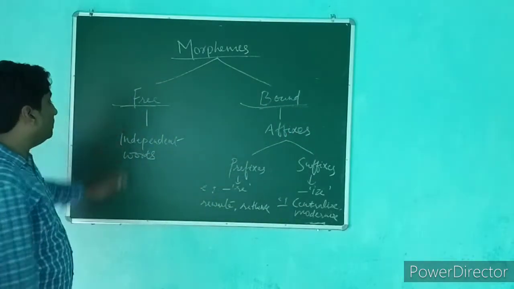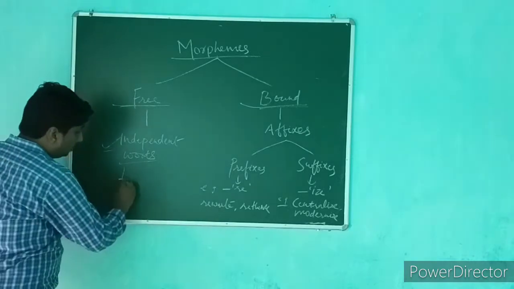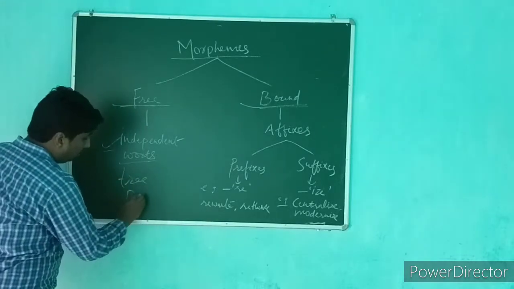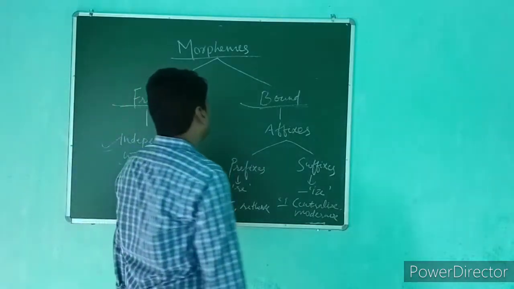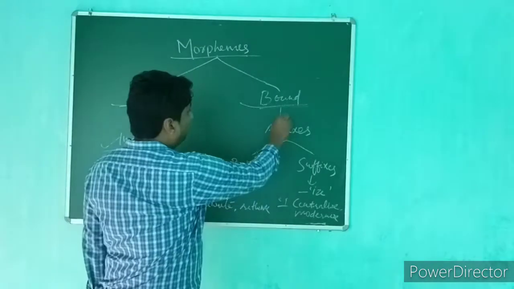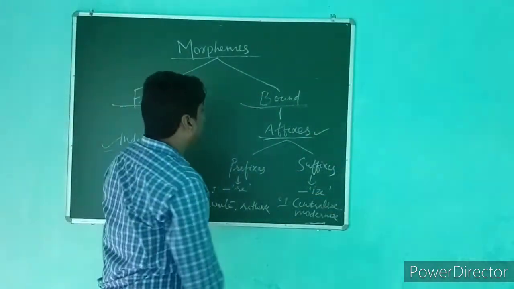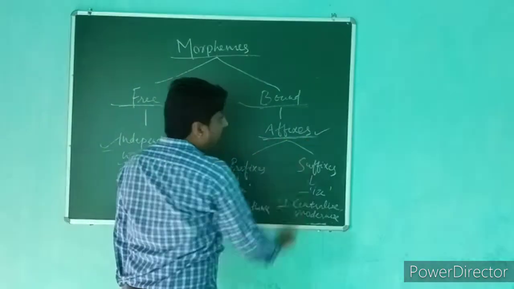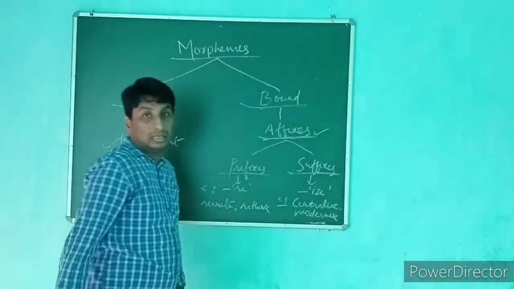So what are free morphemes? Free morphemes are independent words, such as the word tree or boy that I gave you as examples, which can stand alone and have independent existence. But what about bond morphemes, right? Bond morphemes are primarily affixes. What do we call them? We call them affixes, and affixes are of two different types: prefixes and suffixes, right?